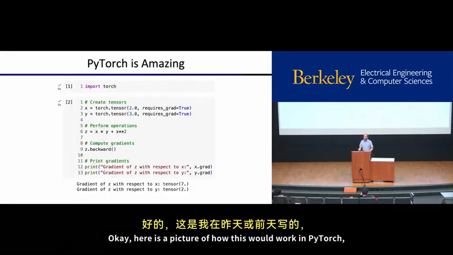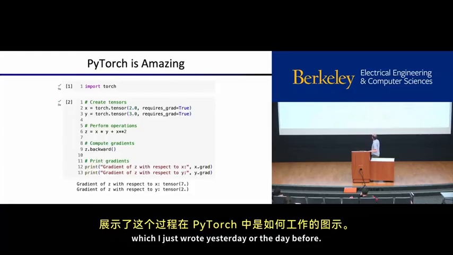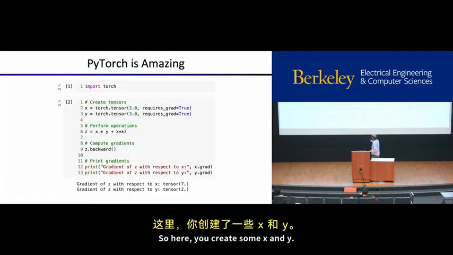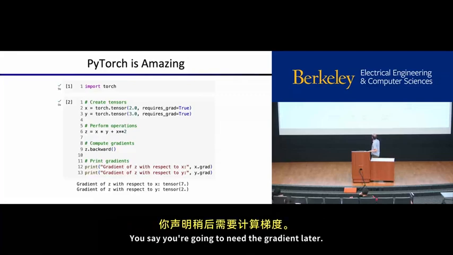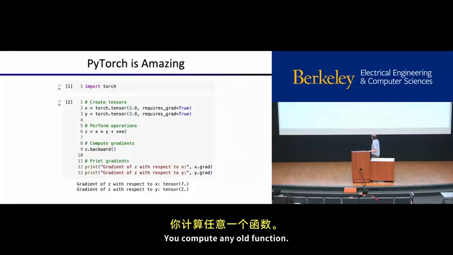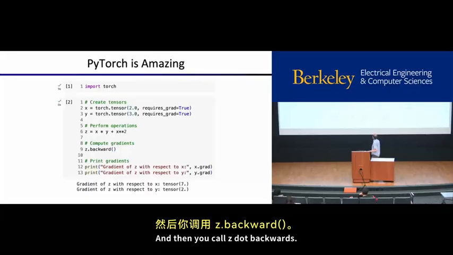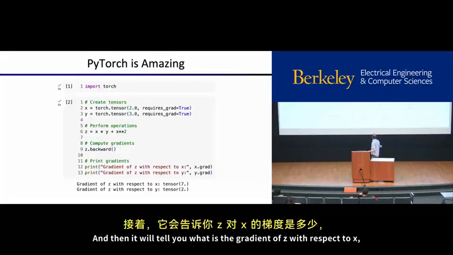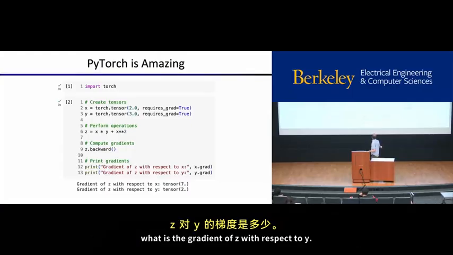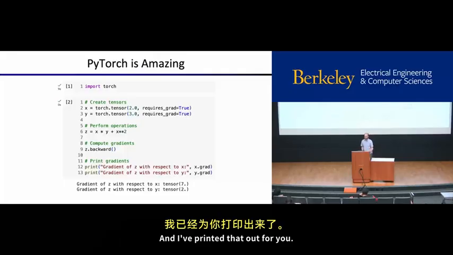Okay, here is a picture of kind of how this would work in PyTorch, which I just wrote like yesterday or the day before. So here you create some x and y, you give them values, you say you're going to need the gradient later, you compute any old function, and then you call z dot backward, and then it will tell you what is the gradient of z with respect to x, what is the gradient of z with respect to y. And I've printed that out for you.